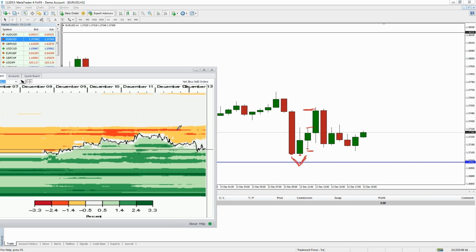Or in this case, the major trend is up. But you don't want to get caught in that potential shift of the trend direction. Okay, now let's look at another example.